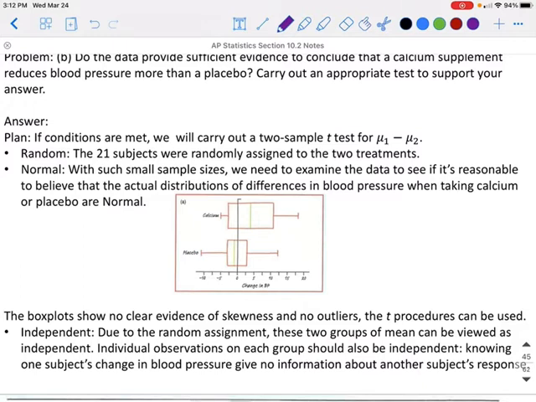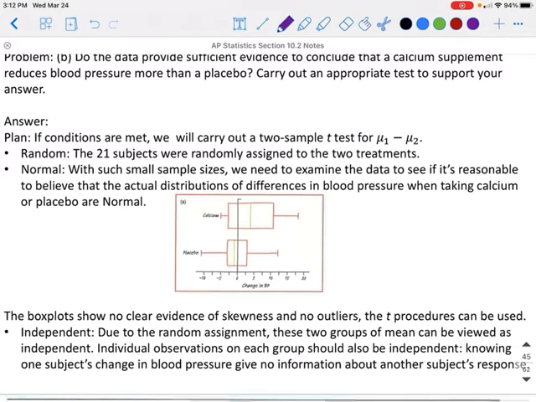For independent, due to the random assignment, these 2 groups of men can be viewed as independent. Observations on each group should also be independent. So knowing one subject's change in blood pressure doesn't give us any information about the other subject's response, so we do have independence within the group as well.